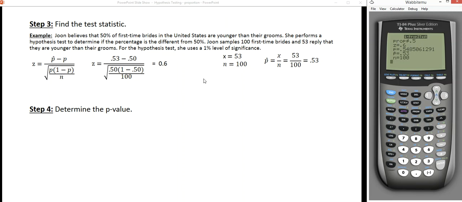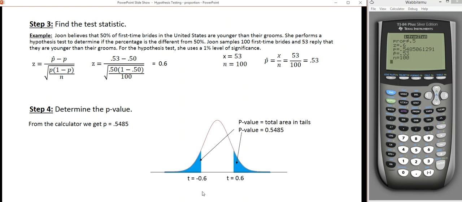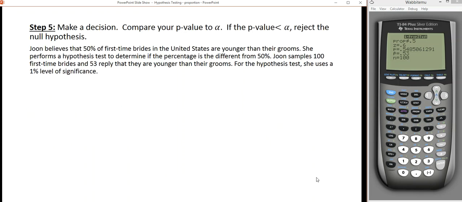We verified our z-score, so if we look over here, that was exactly the z-score that we got from computing it from the formula. And here it shows us that our p-value is 0.5485. So let's go ahead and write that down. And remember, because this is a not equal to, that's a two-tailed test, so this is a z-value of negative 0.6 and a z-value of 0.6. Sorry about the typo. The area in both of these tails combined is that p-value of 0.5485.